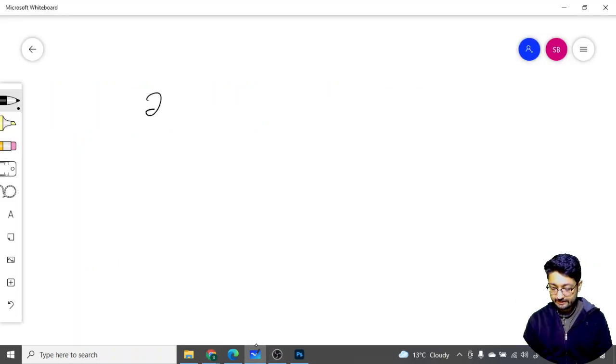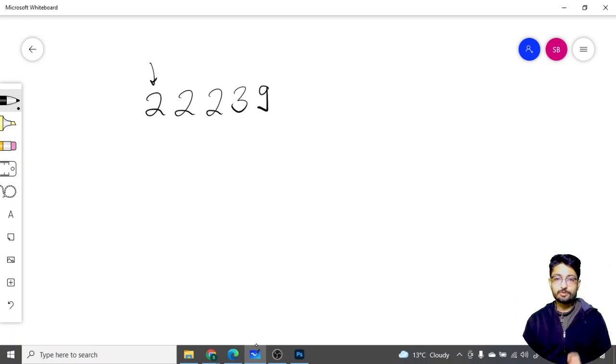So let's say the numbers are like this: 2, 2, 2, 3, 9. For the first number, on the left there is no number, that is fine. On the right the number is 2 only. The number should also occur only once, that's the condition. So this cannot be a possible candidate, this cannot be, and this cannot be, because 2 does not occur only once. How can you check that? For every number, just check the left and right side. If the number on the left or right is the same as this number, then you should not take it as a possible candidate.